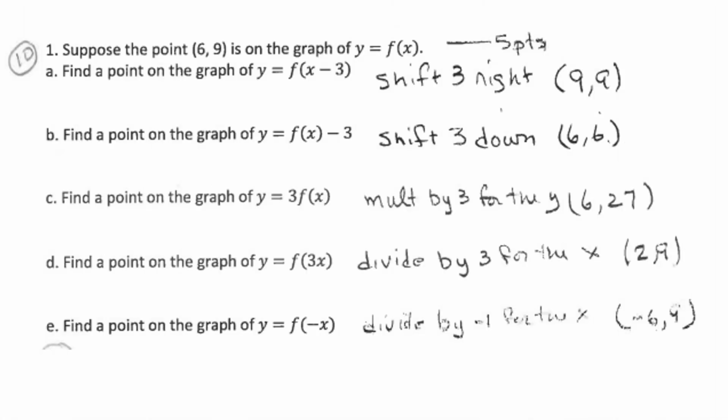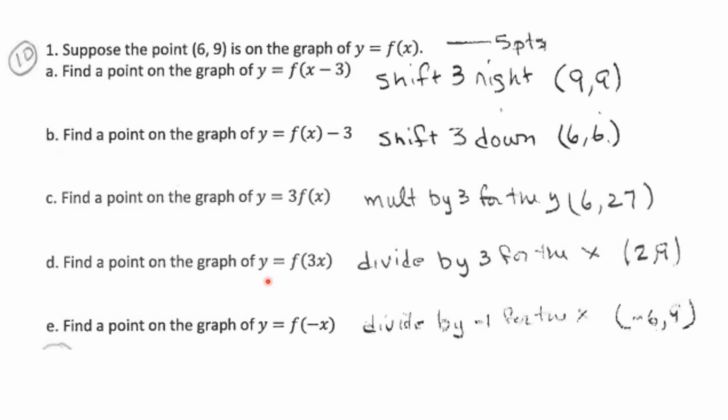Okay, number one, suppose that the point (6, 9) is on the graph of y equals f of x. Find the point on y equals f of x minus 3. You shift 3 right, the answer should have been (9, 9). Find a point on the graph of y equals f of x minus 3. You shift down 3, (6, 9) becomes (6, 6). Find a point on the graph of y equals 3 times f of x. Multiply the y value by 3. And you get the point (6, 9) becomes the point (6, 27).